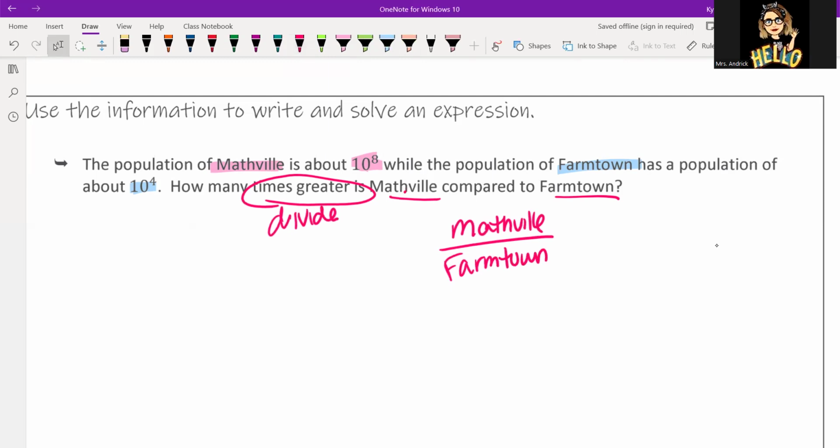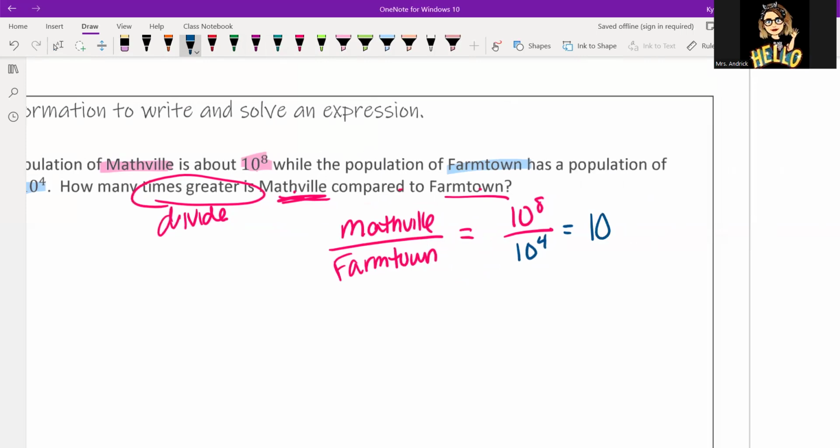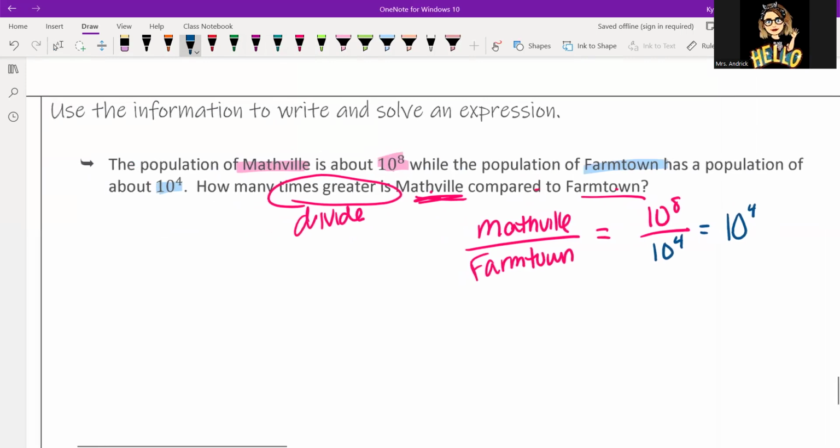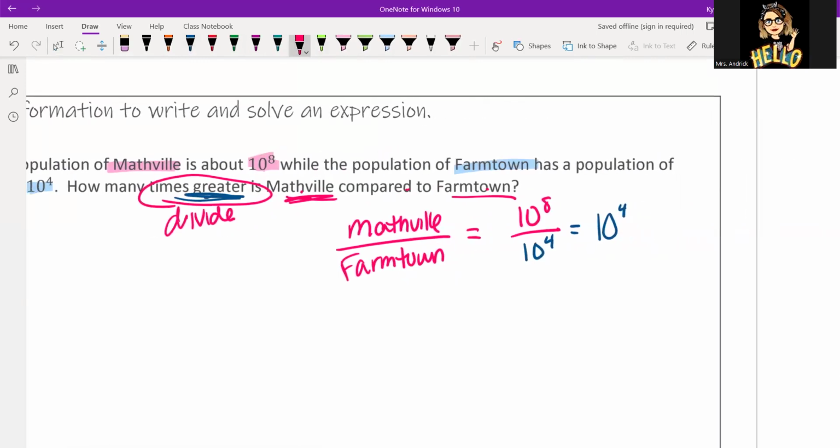Since it says Mathville compared to, whichever one comes first goes on top. So in this case, Mathville's 10 to the 8th. Farmtown is 10 to the 4th. So we figured that out, and it's by subtracting. So 8 minus 4 is 4. But since it says how many times greater, we need to then take this and evaluate. So we need to take it one more step and evaluate.